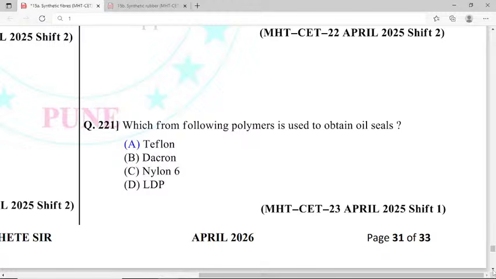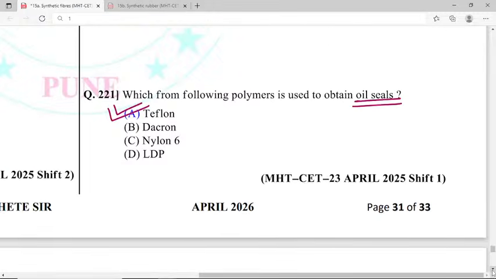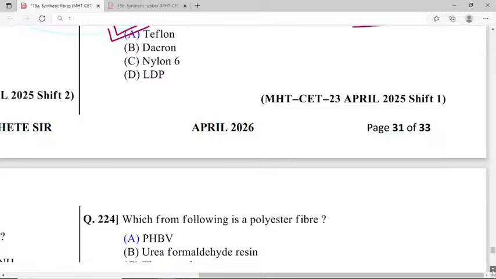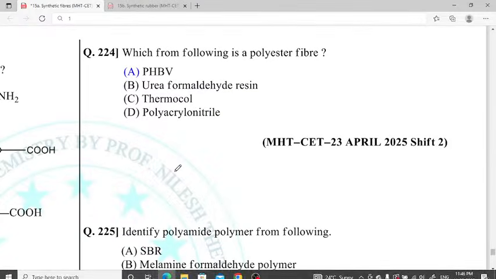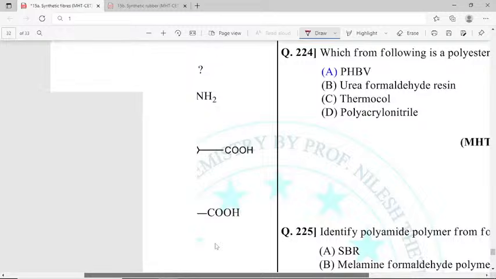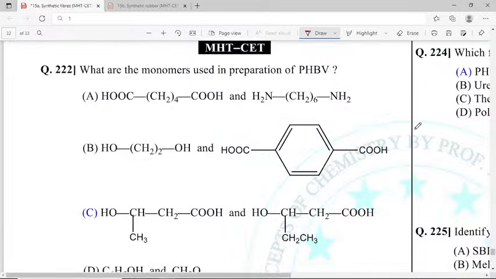Which from following polymer is used to obtain the oil seal? Oil seal is Teflon. Get it? So this is Teflon, polytetrafluoroethylene. Teflon is used for making the oil seal because it is high temperature resistant due to the fluorine bond.